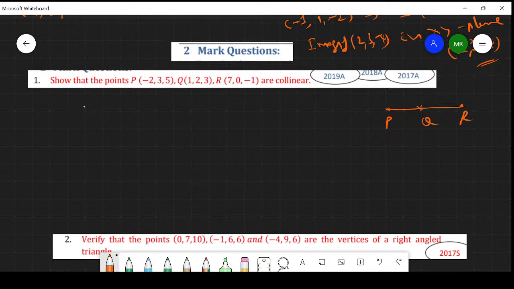We will find the distance between P and Q using the distance between 2 points formula, the root of x1 minus x2 whole square, or x2 minus x1 whole square. You can write x2 minus x1 whole square: 1 plus 2 whole square, plus 2 minus 3 whole square, plus 3 minus 5 whole square.